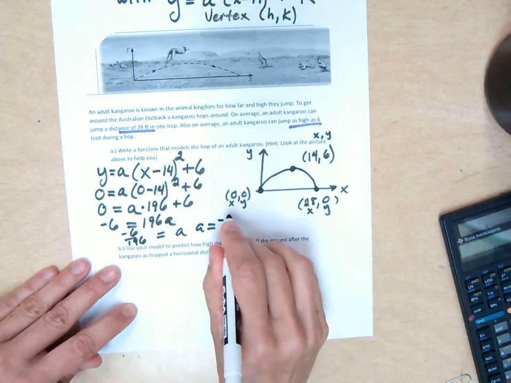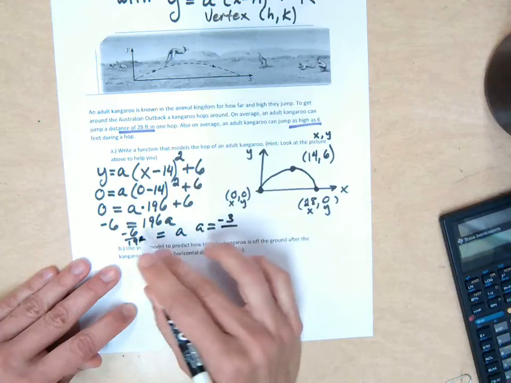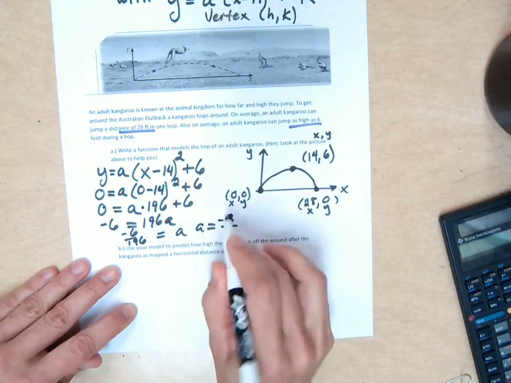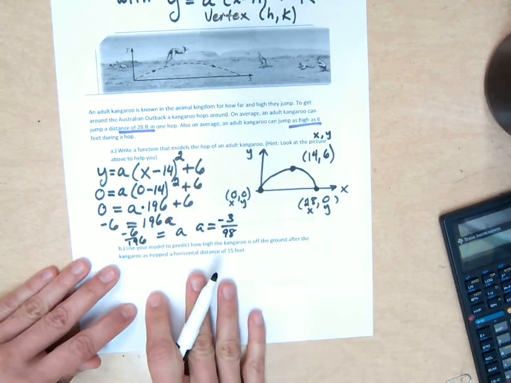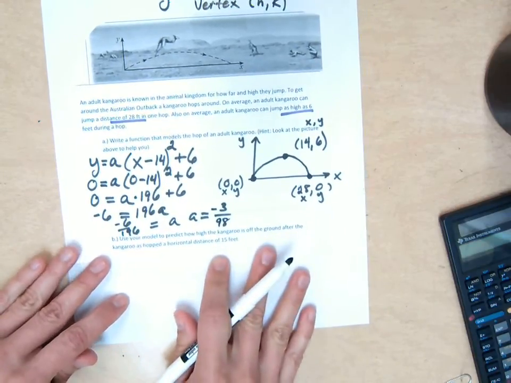And let's just simplify. What divides evenly into both of these? I think it's just 2. So we'll halve each of these. Half of negative 6 is negative 3, half of 196 is 98.